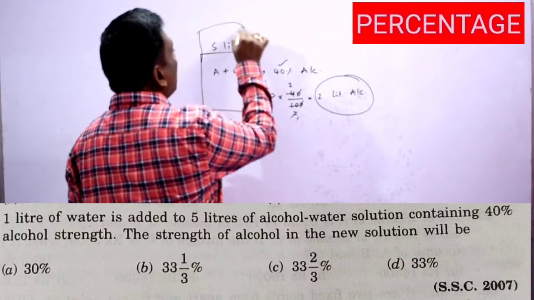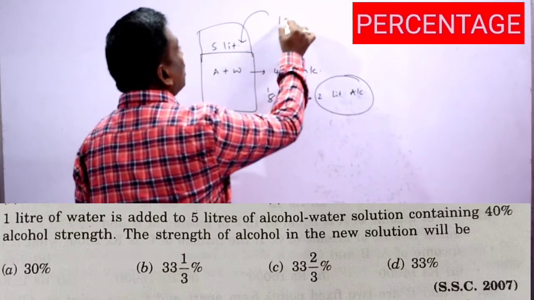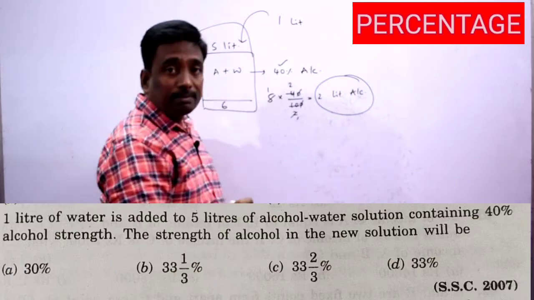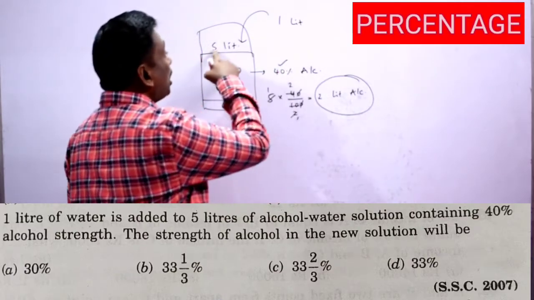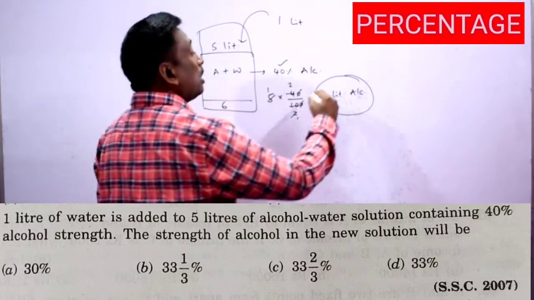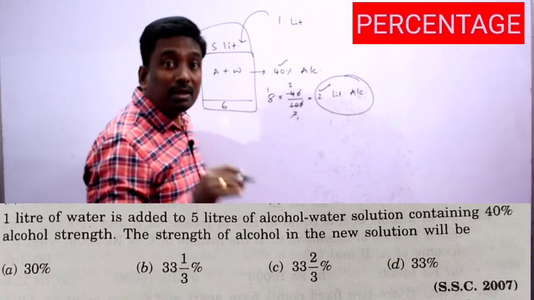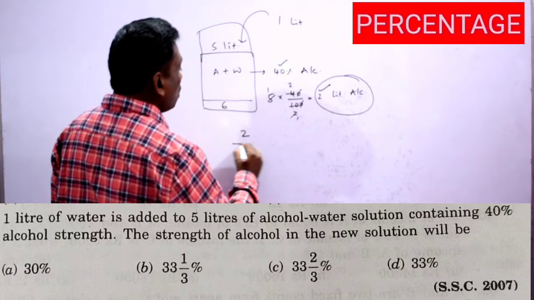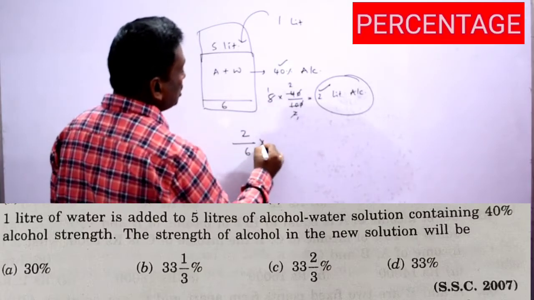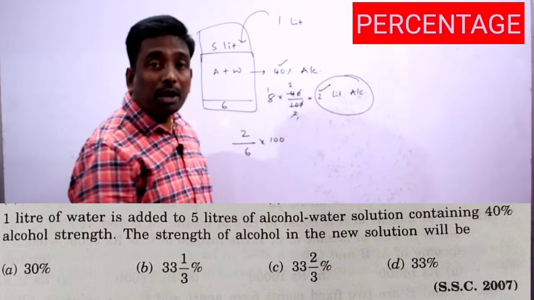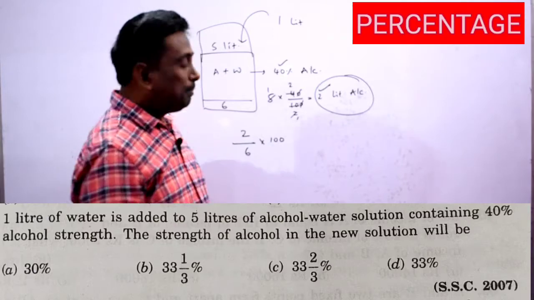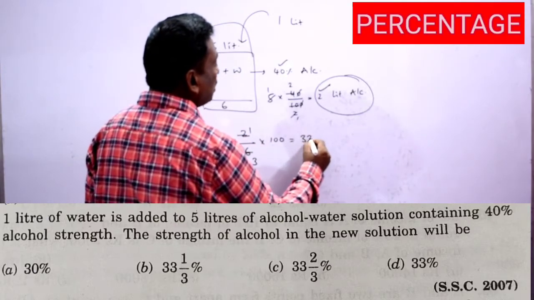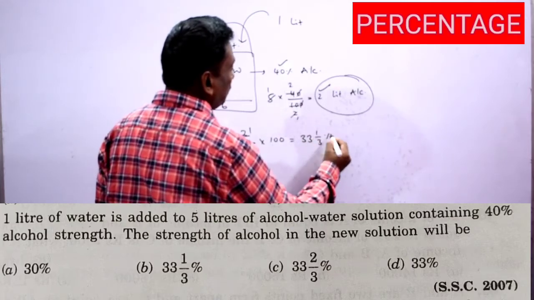Here we are adding 1 liter of water to this mixture. Now the total becomes 6 liters. 1 plus 5 becomes 6, but the quantity of alcohol remains unchanged. That means alcohol is 2 out of 6 parts, which is how much percent? Multiply by 100. You always take it like that. Here 2 ones are 2, threes are 100 by 3, which means 33 1 by 3%.